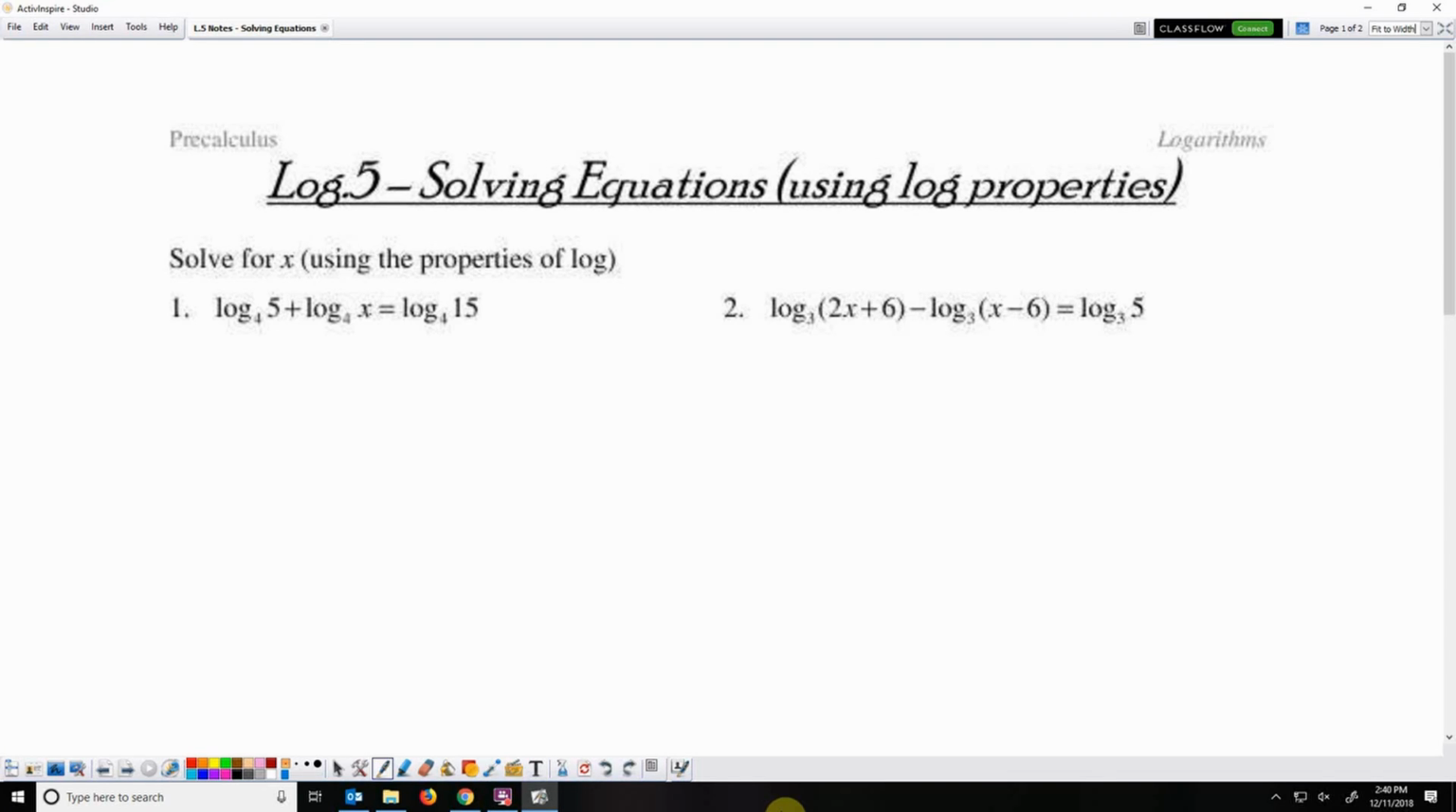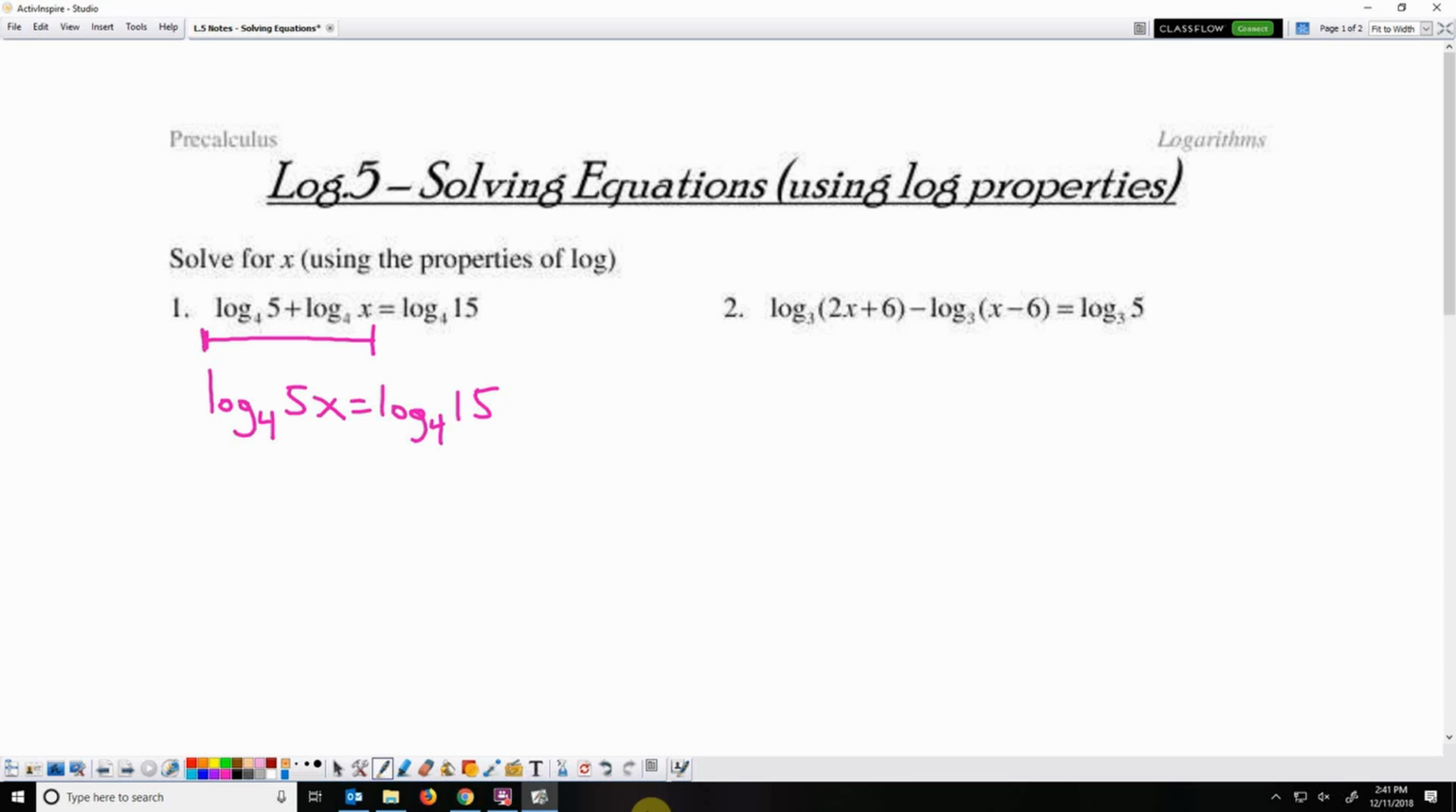Hey guys, today we're going to solve some equations using properties that we've already learned for logarithms. So we've got log base 4 of 5 plus log base 4 of x. And from our previous lesson, I know I can combine those or condense them into a single logarithm, log base 4. And since there's a plus here, I multiply the arguments. 5 times x equals log base 4 of 15.